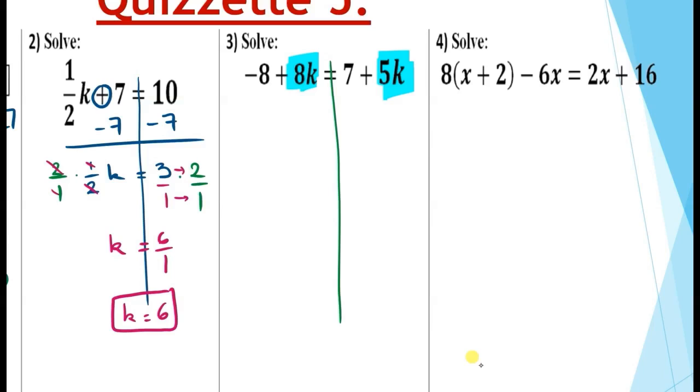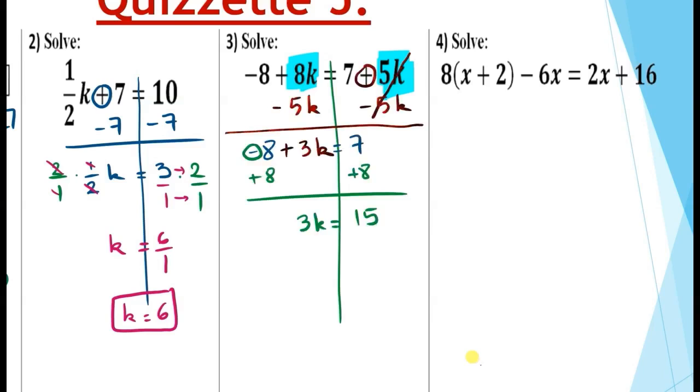Okay, to get k by itself, you're going to move 8 away. So for that negative 8, what you're going to do is add 8 on both sides. 3k equals 15. And to get k by itself, you're going to divide by 3 on both sides. K equals 5.